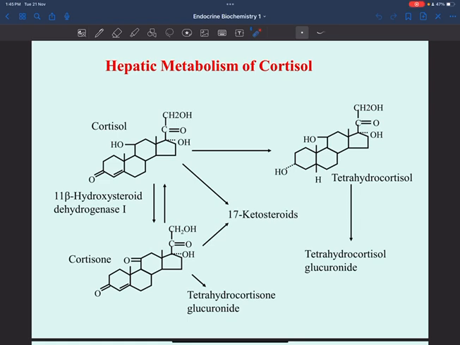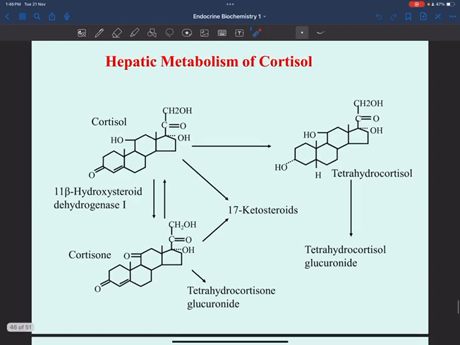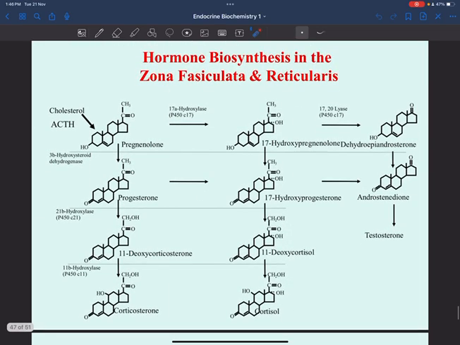I don't want you to know the structure itself. I will not ask you about the definite structure of these molecules, just to know that we have the option of metabolism or generation of new metabolites from cortisol inside the liver as an example, if it is the target. Okay, this slide we talked about a little while ago. The insulin receptor we talked about.